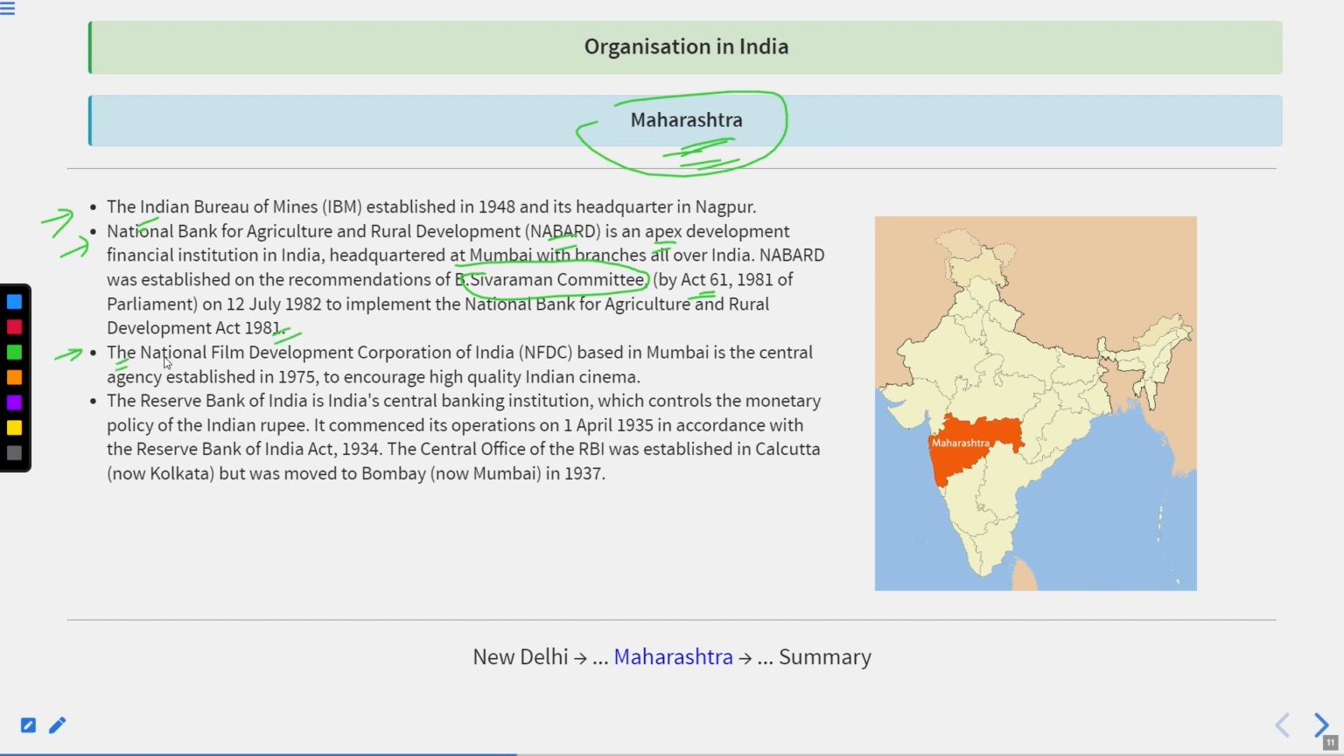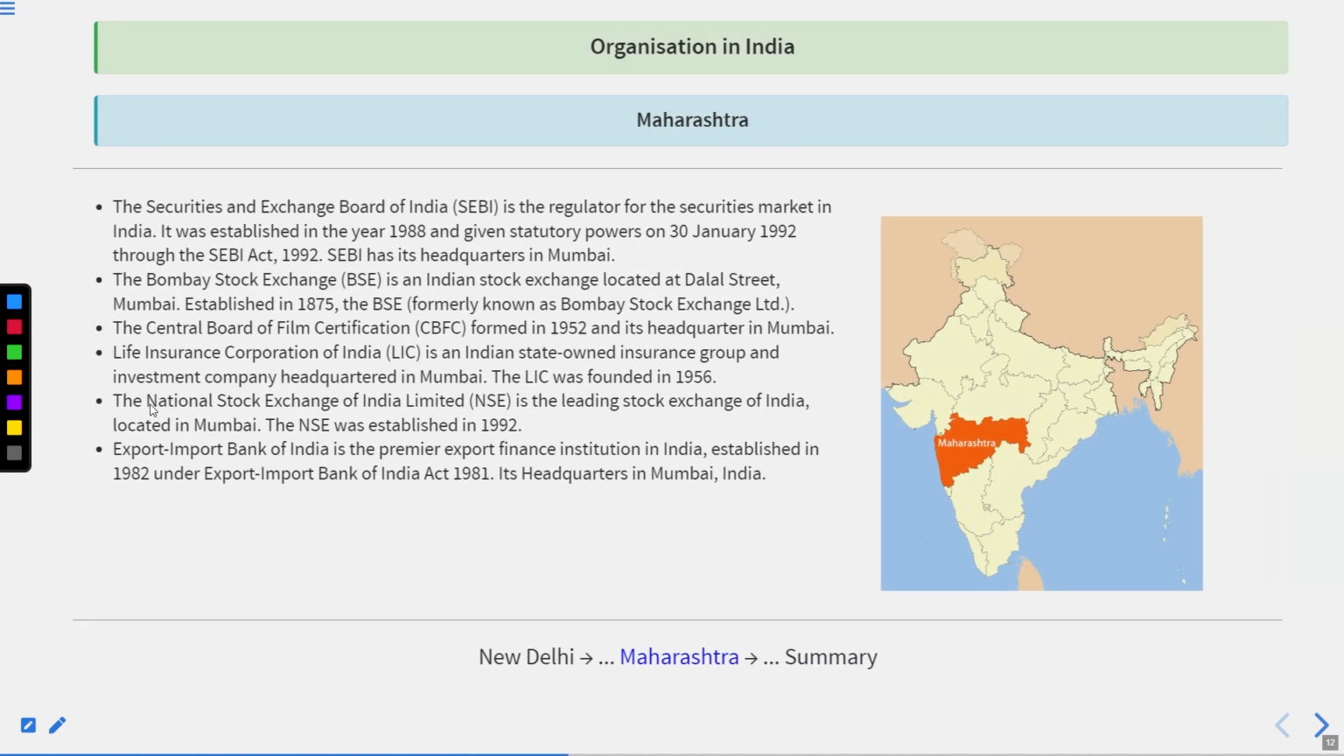National Film Development Corporation of India, NFDC, based in Mumbai, is the central agency established in 1975 to encourage high-quality Indian cinema. Thereafter, we have the Reserve Bank of India. It is India's central banking institution, controls the monetary policy of the Indian rupee, and commenced its operation on 1st April 1935. In accordance with the Reserve Bank of India Act 1934, the central office of RBI was established in Kolkata, but was moved to Bombay, now Mumbai, in 1937.